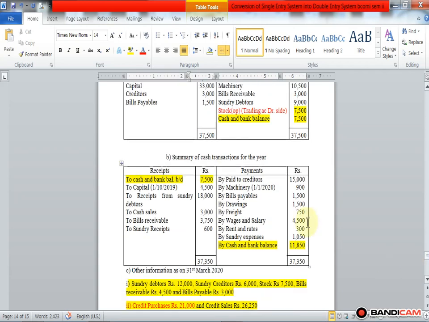So see the payment side of cash transactions here. Paid to creditors is not related to direct expenses. Machinery is transferred to the closing balance sheet, asset side. Bills payable, liability side. Drawing is personal use, so deduct from capital. Freight is direct expenses, so freight is transferred to trading account. All the direct expenses are transferred to trading account.